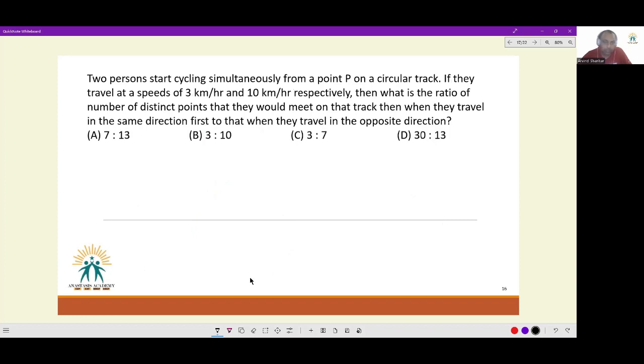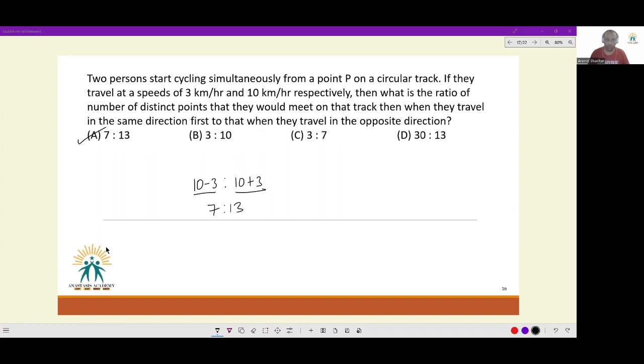Next, two persons start cycling simultaneously from a point P on a circular track. If they travel at speeds of 3 km per hour and 10 km per hour respectively, then what is the ratio of number of distinct points that they would meet on the track when they travel in the same direction first to that when they travel in the opposite direction? This is fairly straightforward. We know the ratio will be 10 minus 3 is to 10 plus 3, or the final ratio will be 7 is to 13, or option A will be the right answer.